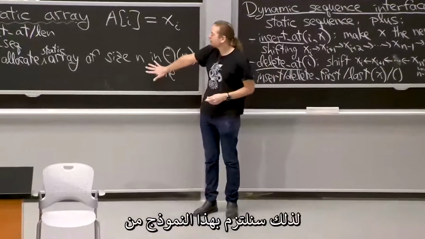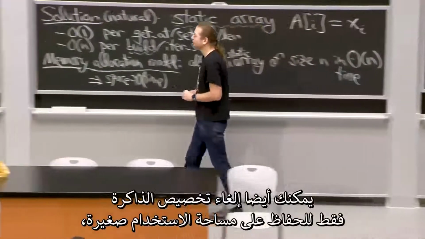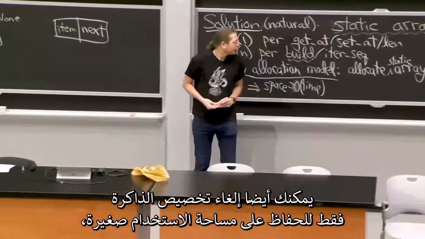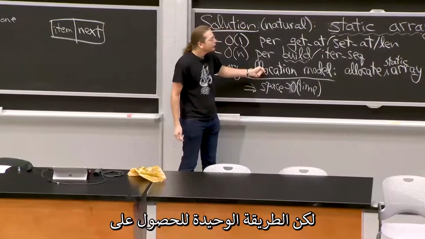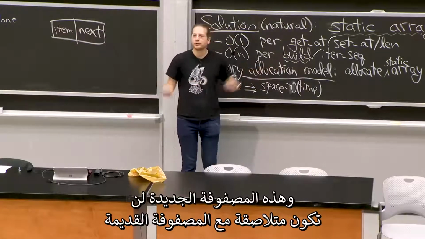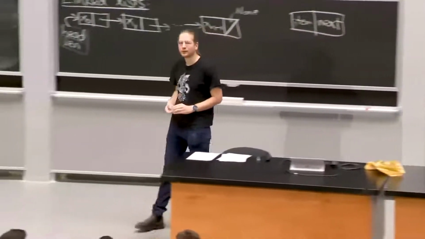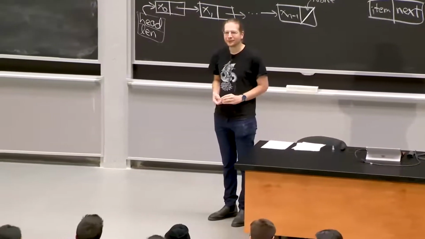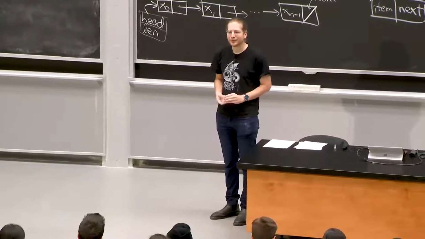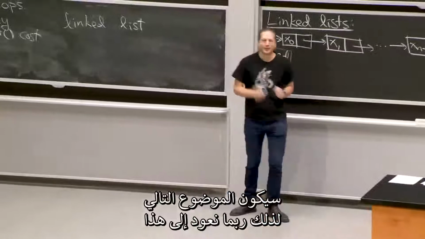So we're going to stick to this model of just, you can allocate memory, you can also deallocate memory, just to keep space usage small, but the only way to get more space is to ask for a new array, and that new array won't be contiguous to your old one. So, question? What is a dynamic array will be the next topic, so maybe we'll come back to that.